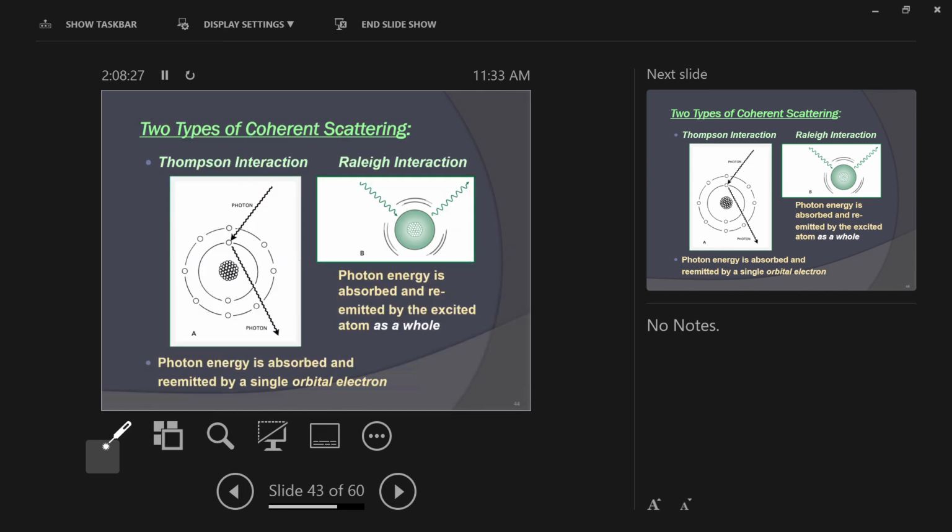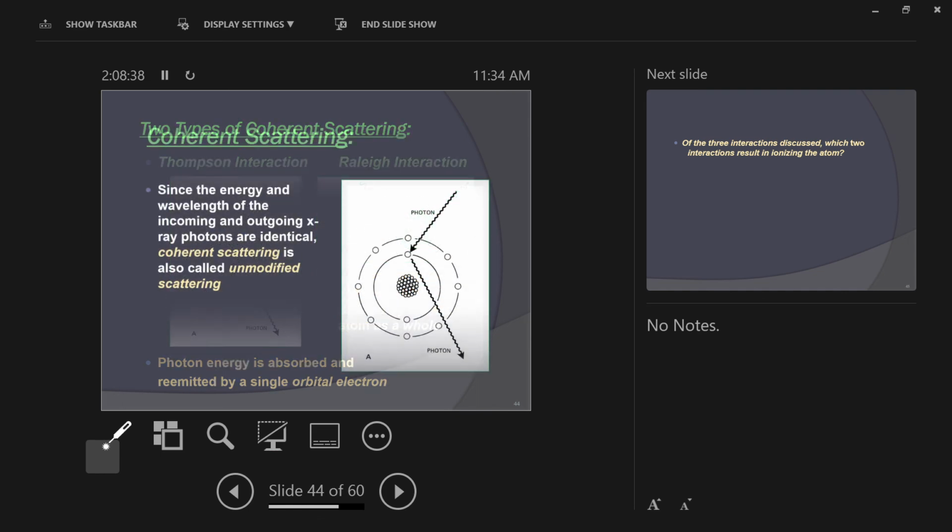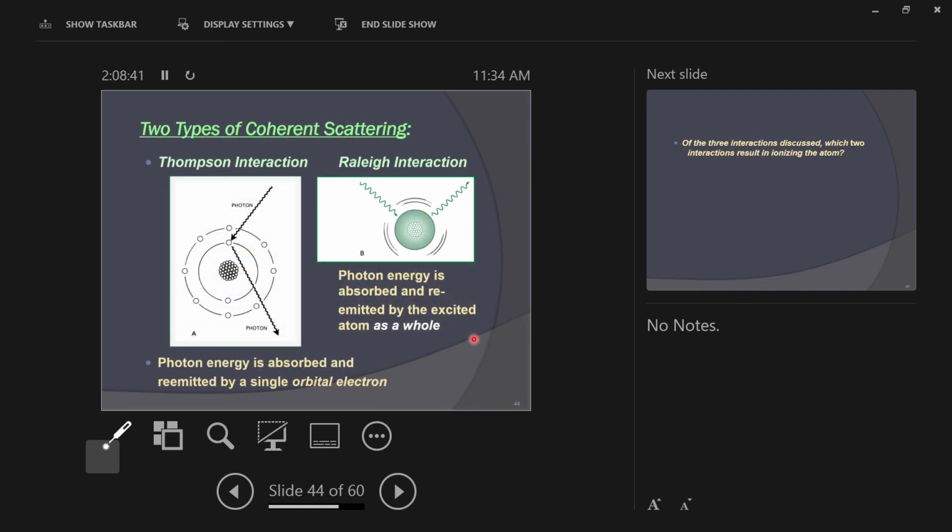Now, there's two sort of schools of thought behind this, and it doesn't matter which one you think of because they both are the same thing, but we call them Thompson and Rayleigh scatter. They're both coherent scatter. They are both this, okay? But you can think about it as if one orbiting electron absorbed the photon and then re-emitted it, or you can picture it as the atom as a whole absorbs the photon and re-emits the photon. It doesn't matter which one you think about, okay? But just remember that coherent or unmodified scatter is referred to as Thompson or Rayleigh interactions, and they're both very similar. It's just the way you think of them.